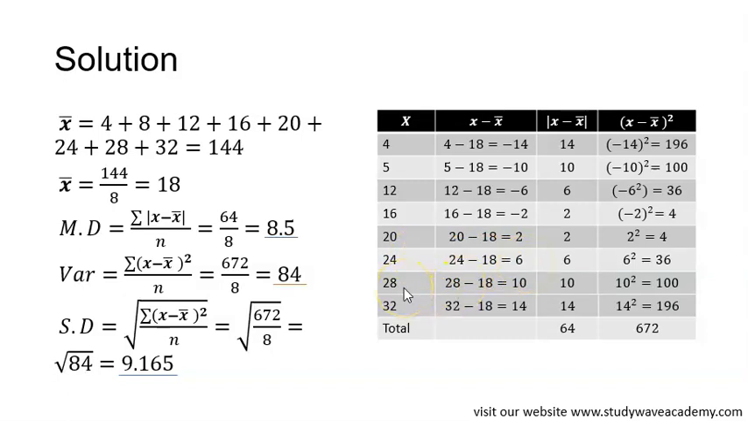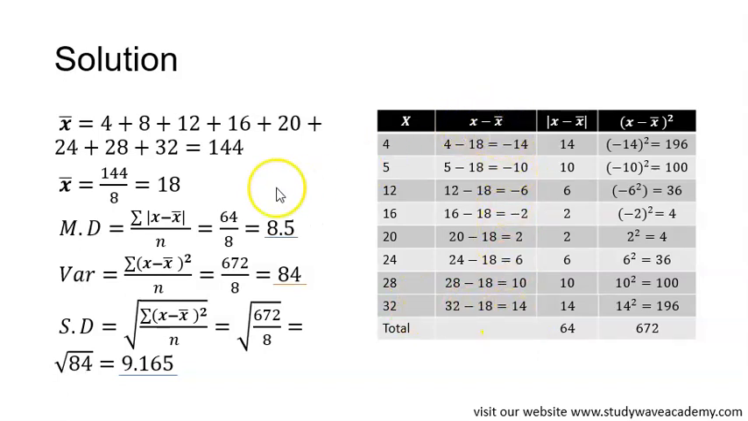And the next data point, 28. 28 minus 18 is going to give you 10. And the last data point, 32. 32 minus 18 is going to give you 14. I hope you're not confused with this process.